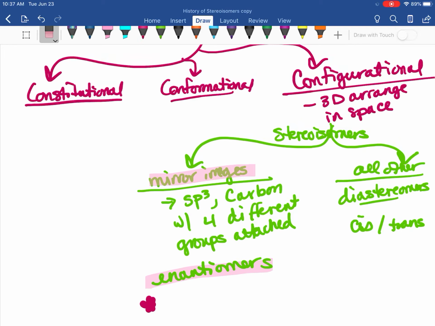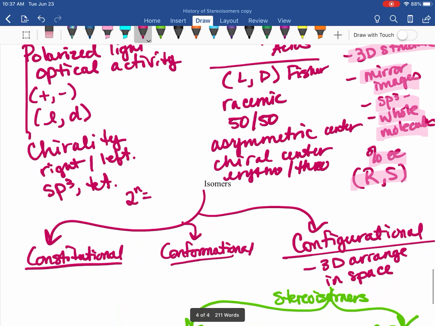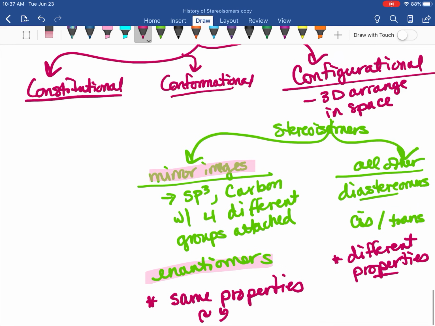Our mirror images, what has made them so mysterious for over 200 years is that they have the same properties. What? Shut the front door. It turns out that the only property that is different for mirror images is rotating light. Our diastereomers have completely different properties. They are completely different molecules. Cis and trans will have different boiling points. They'll have different energies. We've looked at that in our last unit. But our mirror images have been a mystery for 250 years because they have the same properties.